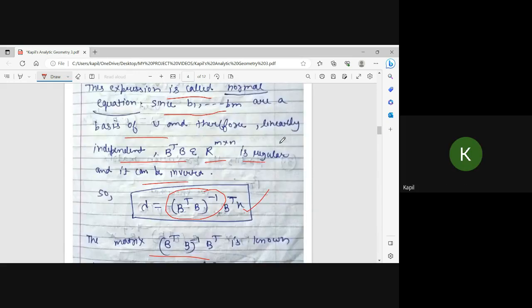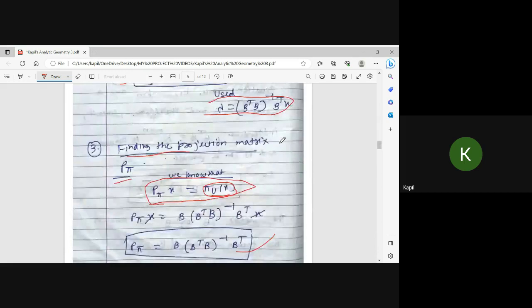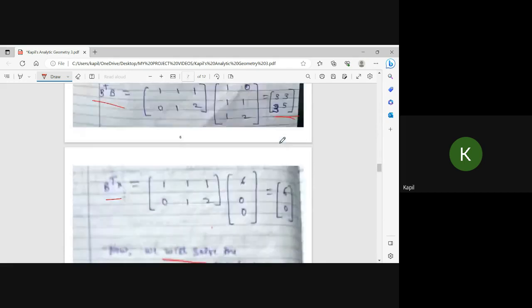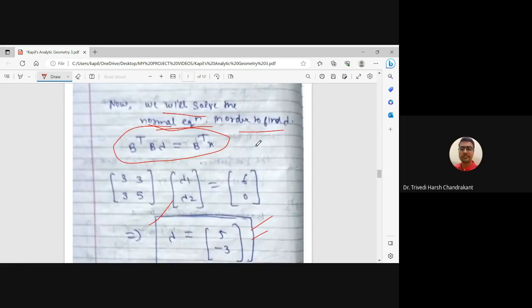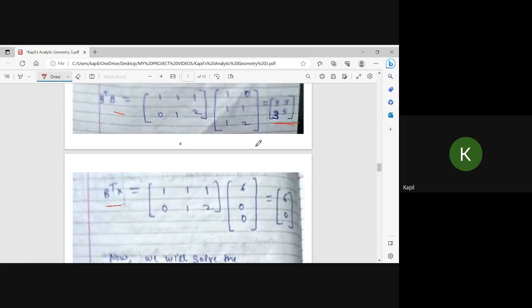Yes, sir. Yes, sir. No, that equation, last page. Page number, can you tell?